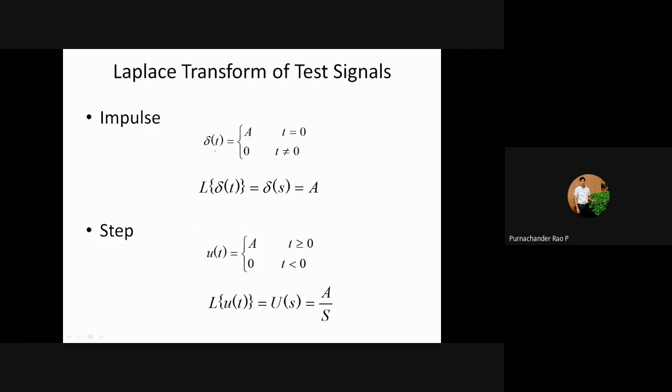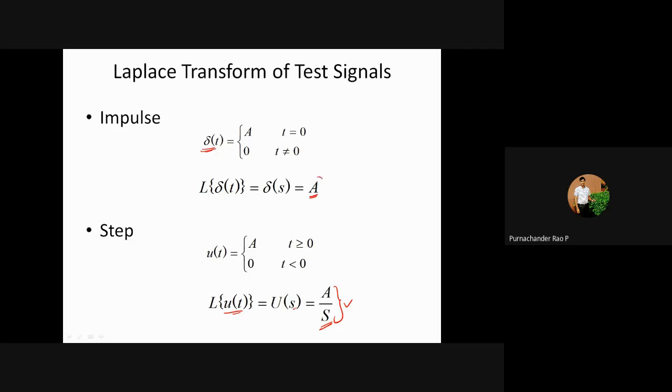Just for easy understanding, I'm giving it to you. These are very important when you are solving problems. The Laplace transform of your impulse signal can be represented as Laplace transform of delta of t, which is equal to delta of s. It is a constant, so it is equal to A. Similarly, the Laplace transform of u of t is equal to u of s, and this value is going to be A by s. Just remember these values.